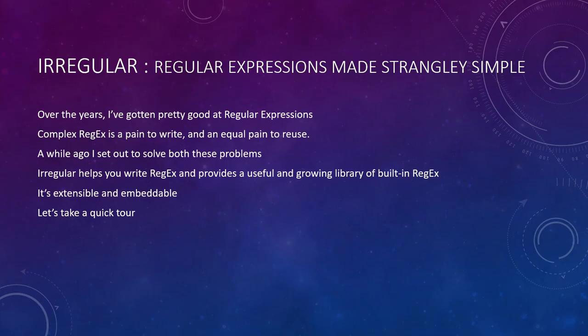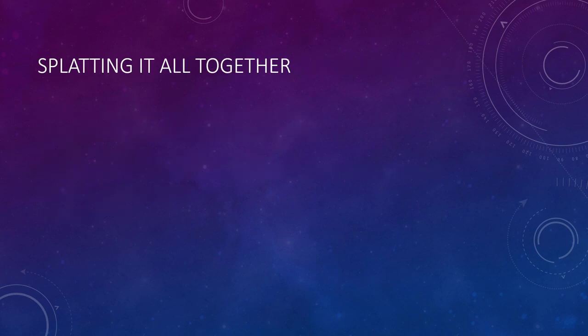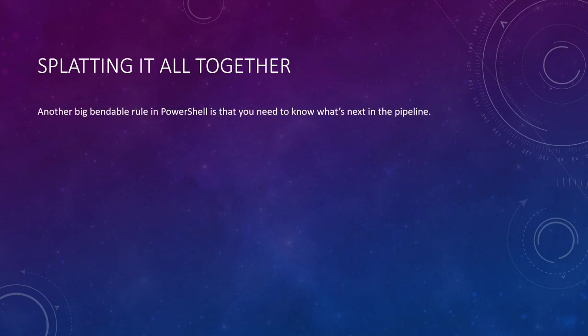All right, so that was Irregular, and that's how you expose a whole domain-specific language to PowerShell through just one command. Now let's go ahead and take a look at how we can kind of break open command metadata and the object pipeline. Let's splat it all together. A very common misconception about PowerShell is that you need to know what's next in the pipeline, that is, what command you're about to run. You really don't.